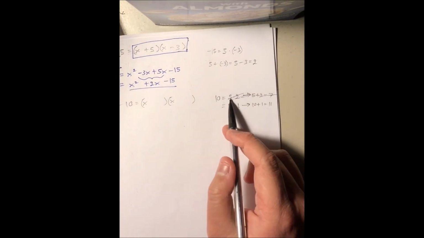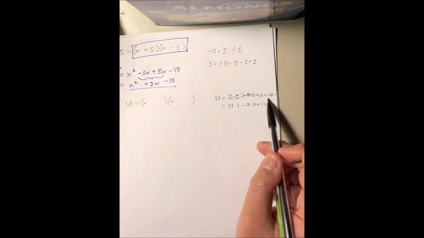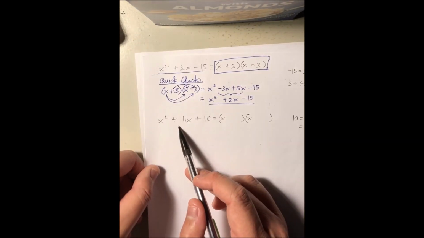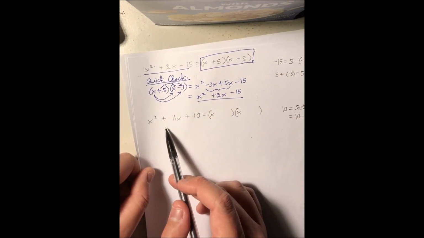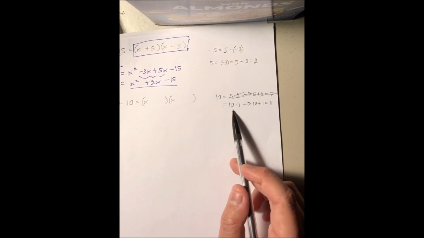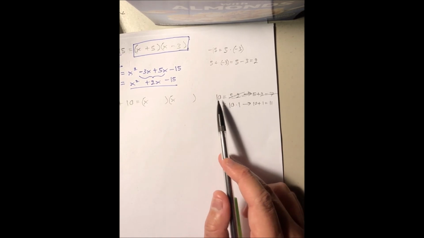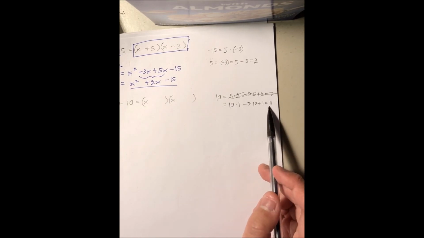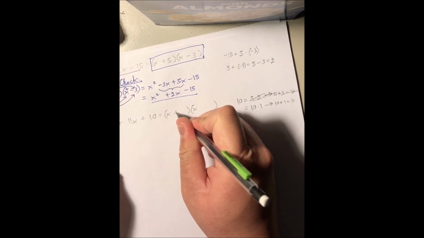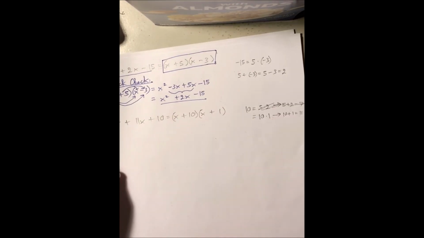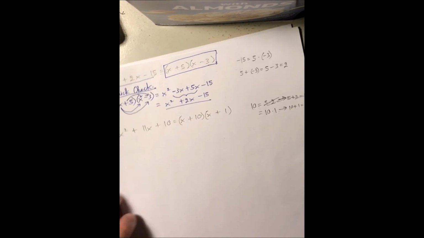Okay, so we tried these two factors, positive 5 and positive 2, equals positive 10. But when we add them together, it's positive 7, not the positive 11 that we are looking for. So we try two other factors of positive 10, which are positive 10 and positive 1 itself. They multiply together to give us back positive 10, but also add together to give us back positive 11, just like we are looking for. So hey, 10 and 1 go there.